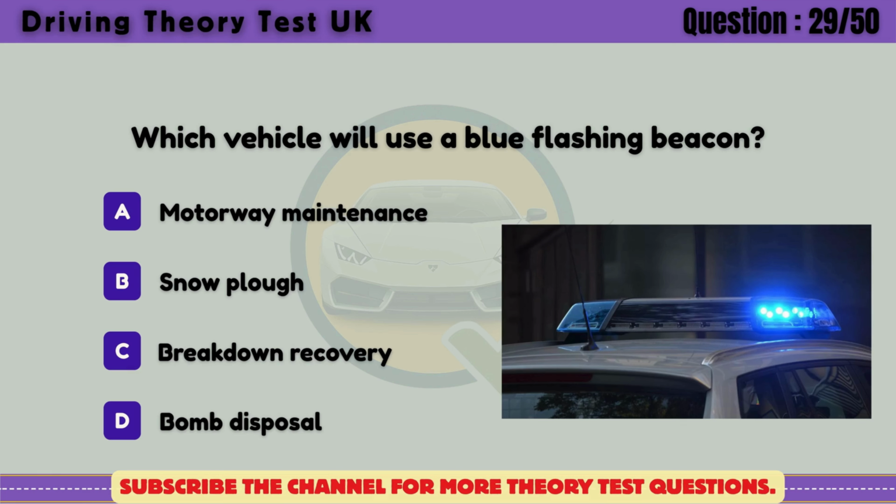Question 29. Which vehicle will use a blue flashing beacon? Option A. Motorway maintenance. B. Snowplow. C. Breakdown recovery. D. Bomb disposal.